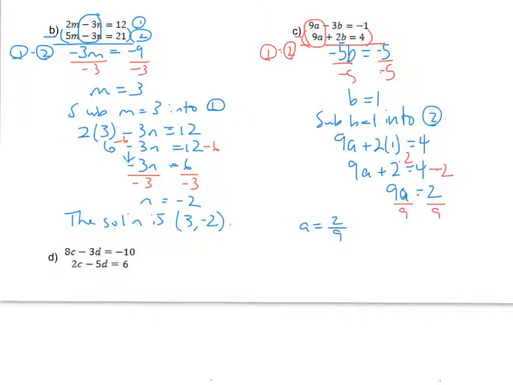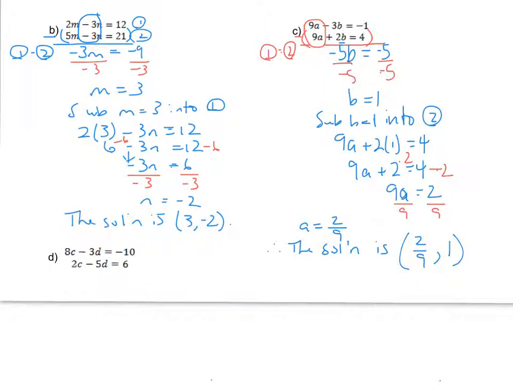And then I'm going to take that 2 ninths and I'm going to sub that in for a. Oh, sorry, I don't need to sub that in for a. I'm already done. Whoops, dang it. There we go. Get the right tool here. Therefore, the solution is, in alphabetical order, 2 ninths, comma 1.